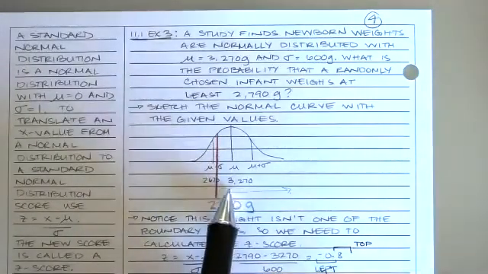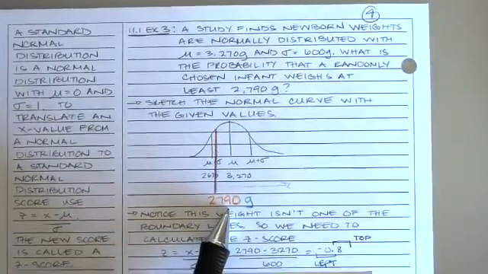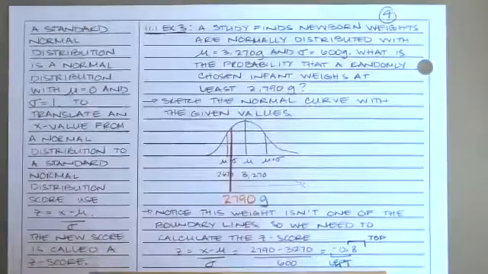So mu, they told us, was 3,270. They told us mu minus sigma should be 2,670. And they asked us about 2,790. Notice that's not on the boundary line, right? It's in between. So we can't use the strategy that we were using. Exactly. So instead, we have to use a standard normal distribution.